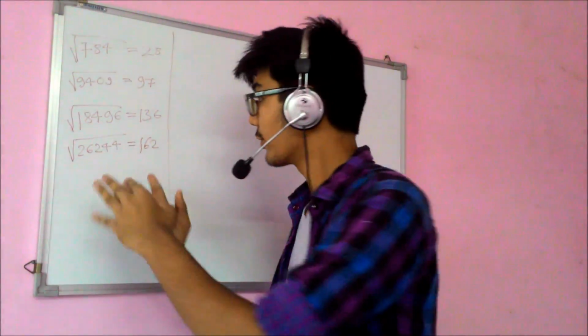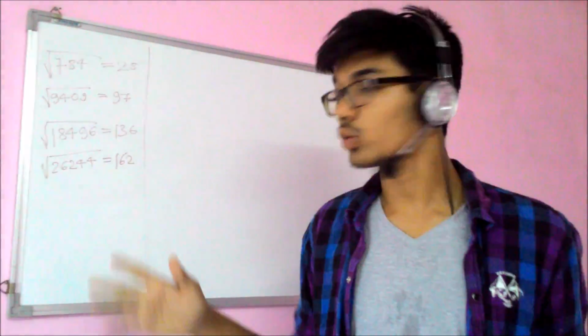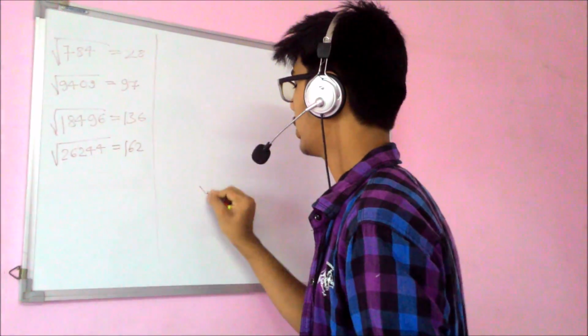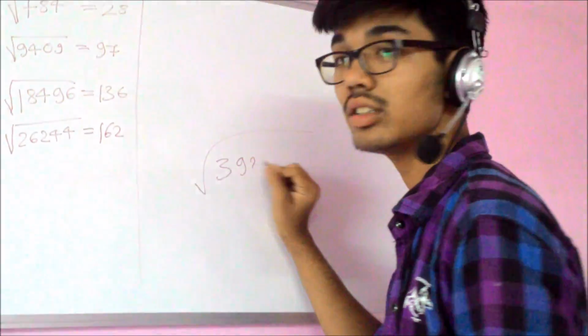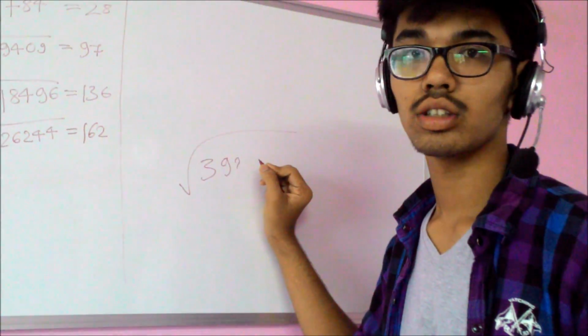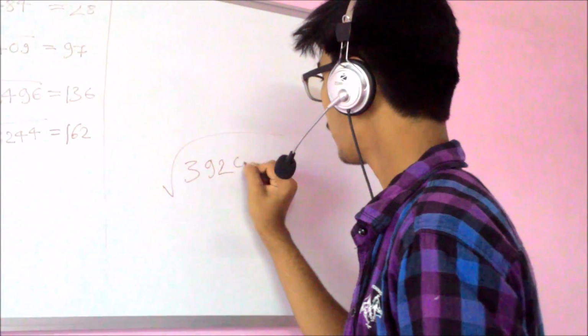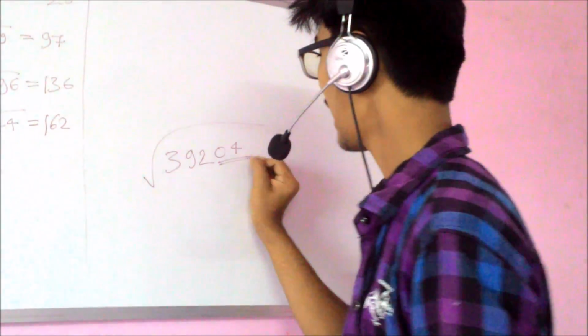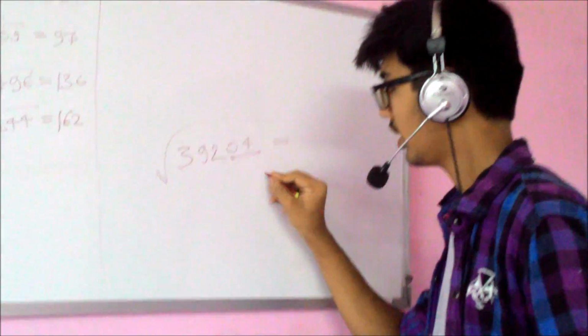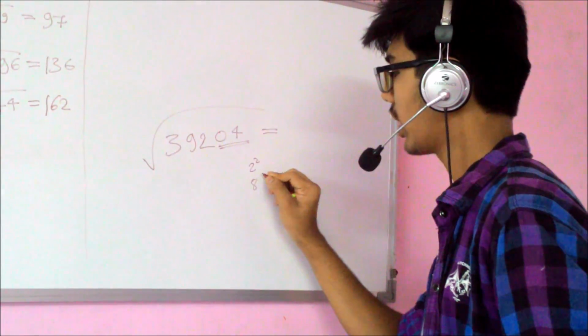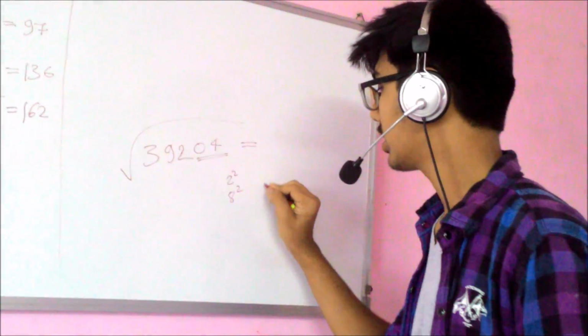Now, give me a number which is a perfect square but greater than 26,244. Any number. 39,204. The last two digits are 04, so the last digit is 4. That is 2 square is 4 and 8 square is 64. That means 4.